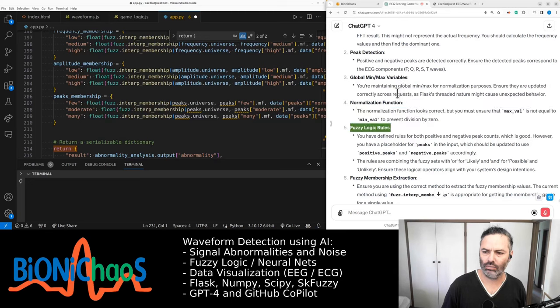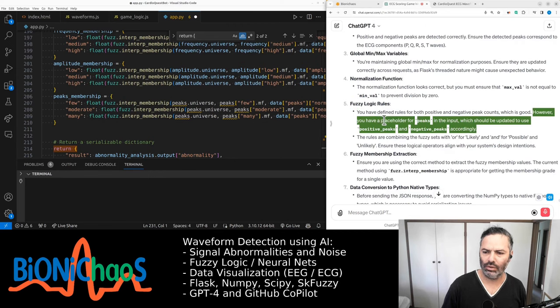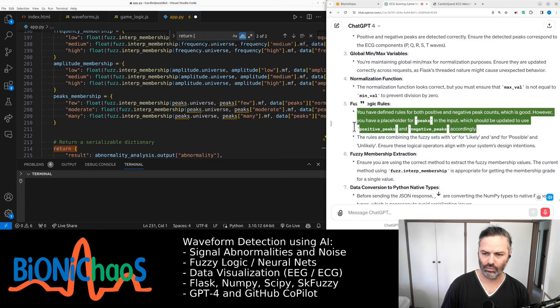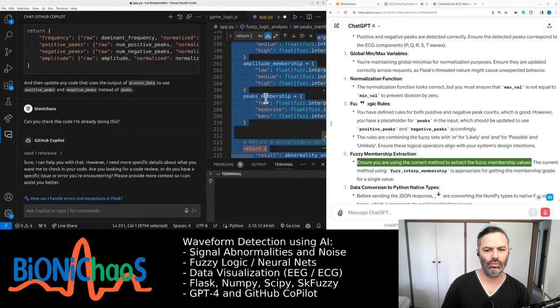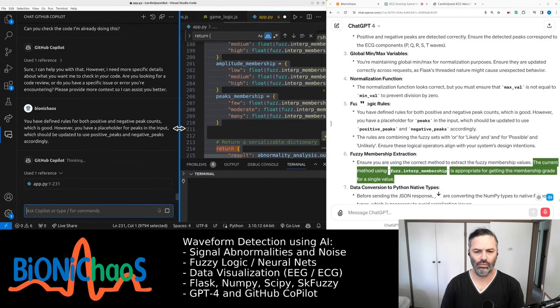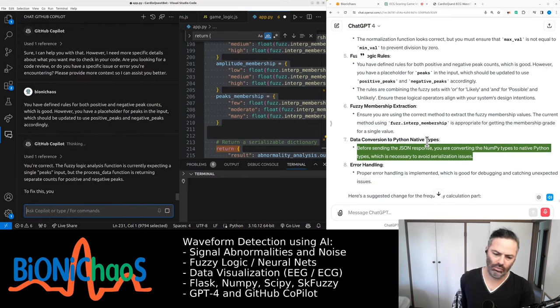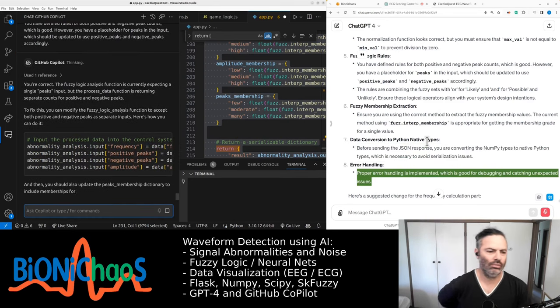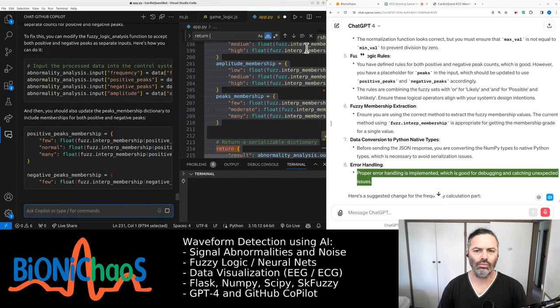Fuzzy logic rules. You have defined rules for both positive and negative peak counts, which is good. However, you have a placeholder for peaks in the input, which should be updated to use positive_peaks and negative_peaks accordingly. The rules are combining the fuzzy sets with or, for likely, and for possible and unlikely. Ensure these logical operators align with your system's design intentions. Ensure you are using the correct method to extract the fuzzy membership values. The current method using fuzz.interp_membership is appropriate for getting the membership grade for a single value. Before sending the JSON response, you are converting the NumPy types to native Python types, which is necessary to avoid serialization issues. Proper error handling is implemented, which is good for debugging and catching unexpected issues.